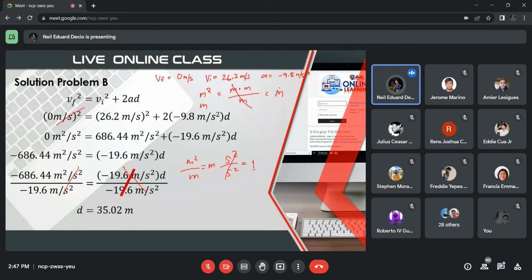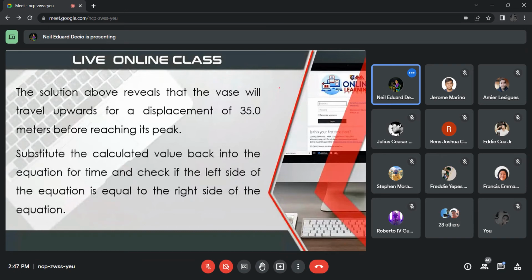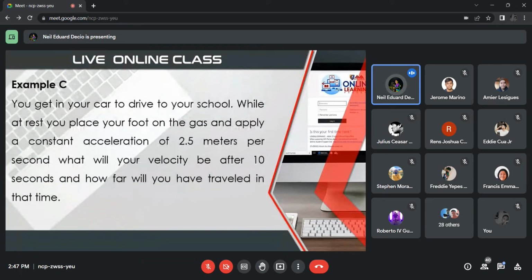Okay. So basically, that's how we solve example B. Let's have example C. You try to solve for this, and the one who can answer this would be exempted from the homework.